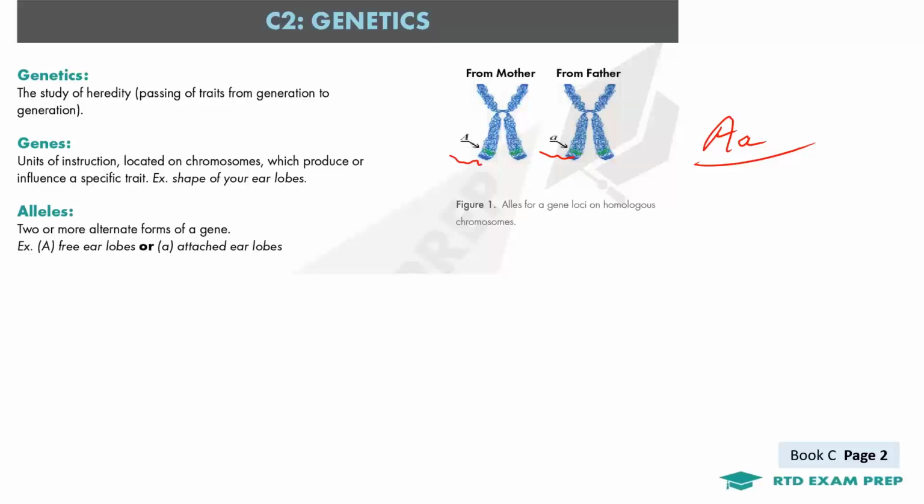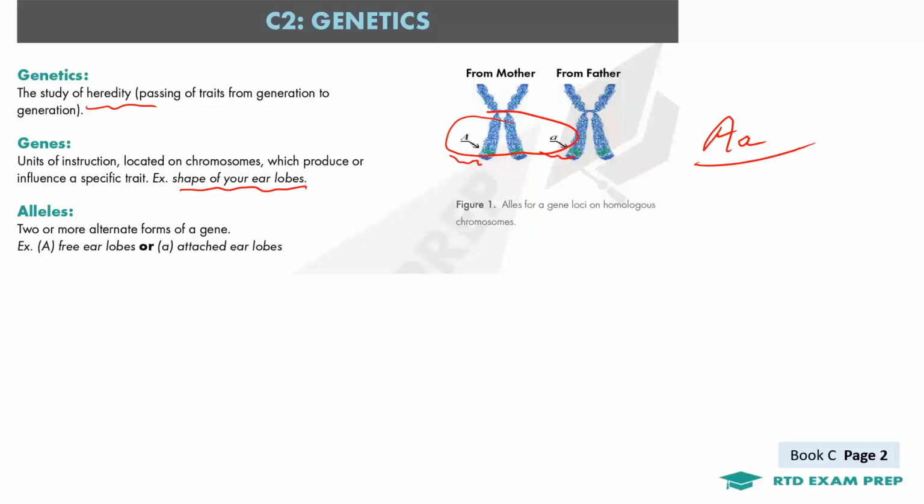But genetics itself is a study of heredity, passing things from one generation to the next. So we're looking at the DNA that's contained within our gametes because that's what we're going to pass on to the next generation. Like it says, genes are units of instructions on our chromosomes. So here's a gene, and they produce a specific trait: the proteins needed to make the shape of your earlobes.